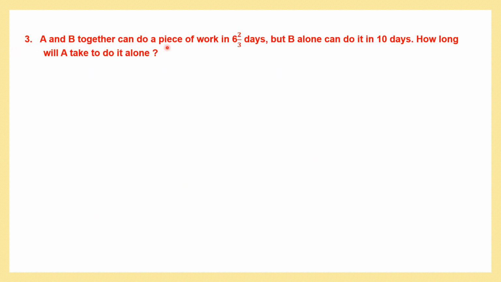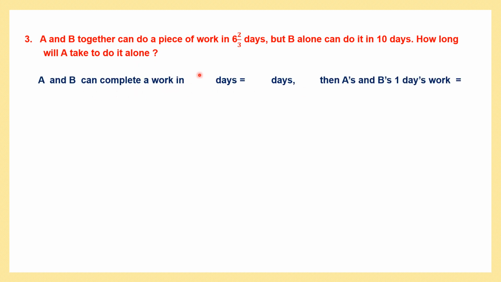A and B together can do a piece of work in 6 2/3 days. But B alone can do it in 10 days. How long will A take to do that alone? So A and B can complete the work in how many days? 6 2/3 days.